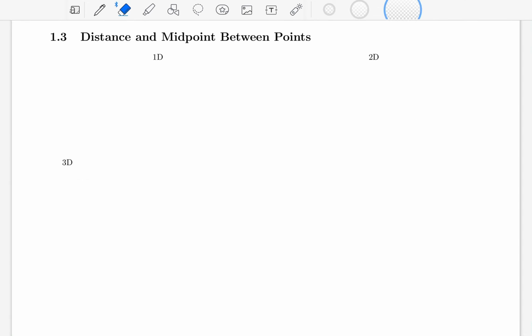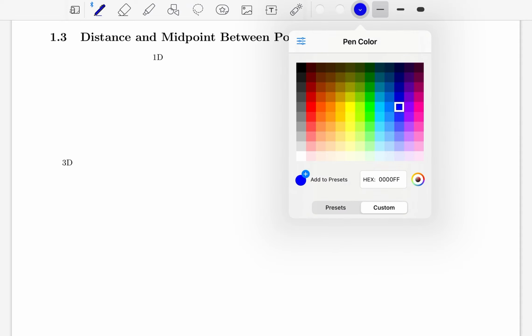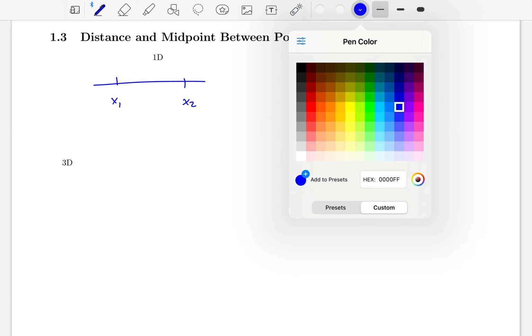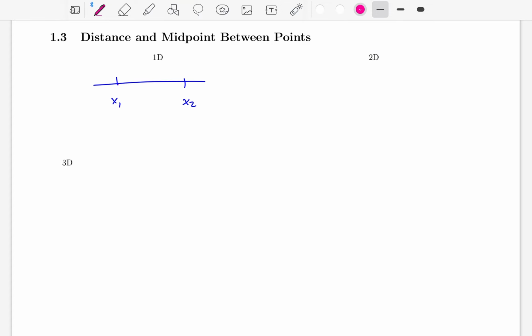All right, now we have to find formulas for the distance and the midpoint between 2 points now that we are in 3D. Let me remind you of what these formulas are in 1D and 2D. In 1D, I just have x1 and x2. The distance between them is the absolute value of x2 minus x1, which is the same as the absolute value of x1 minus x2, okay?